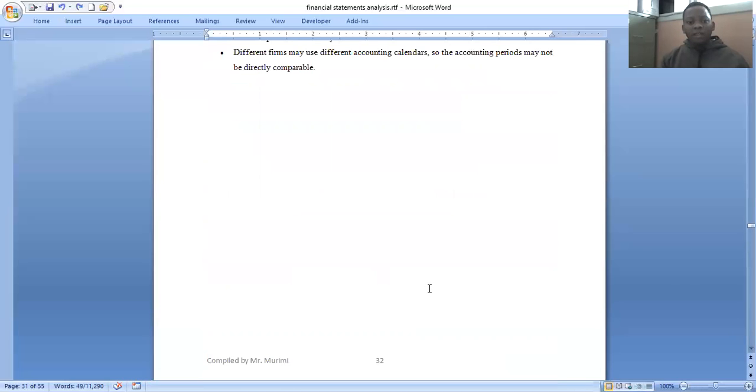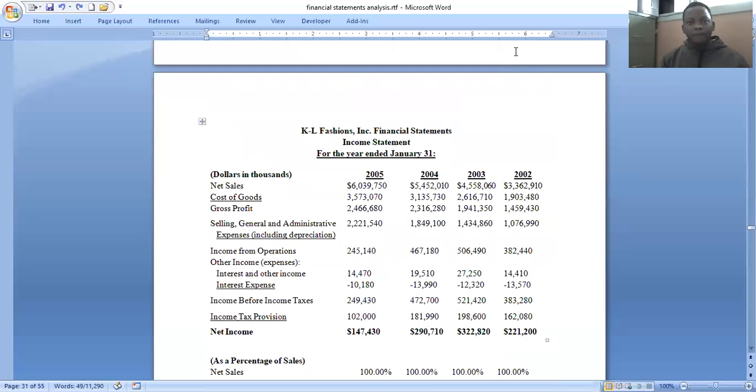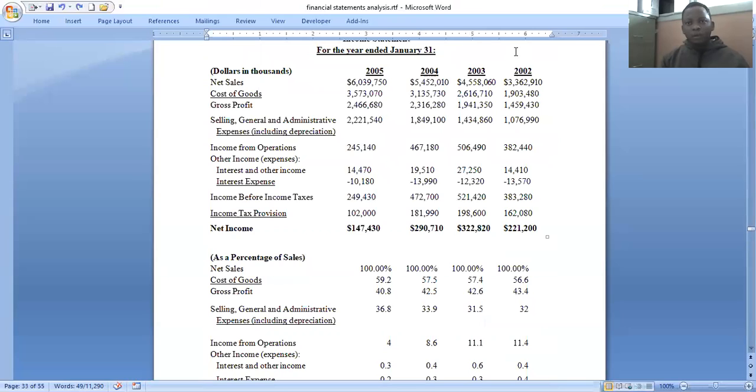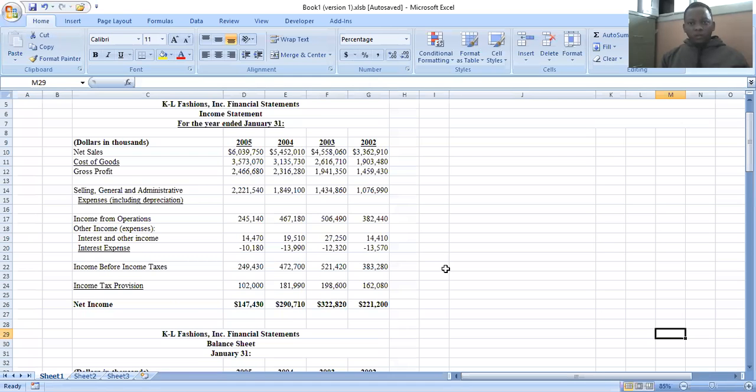So we shall have another example of common size financial statements. Please bear with me. Another example of a common size financial statement. So you can do this together.